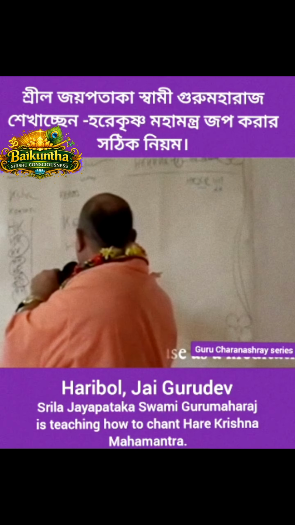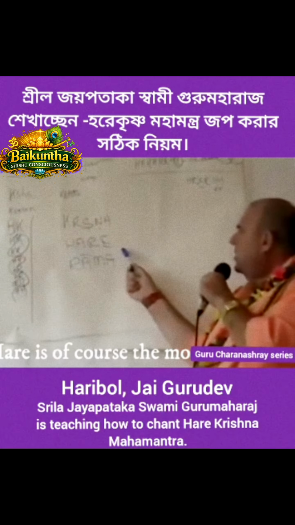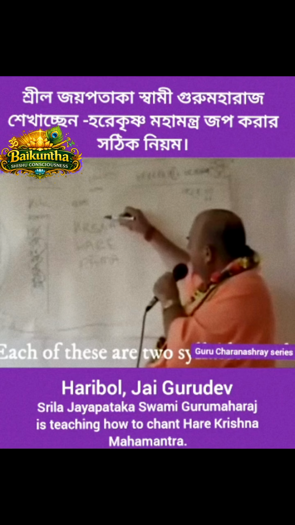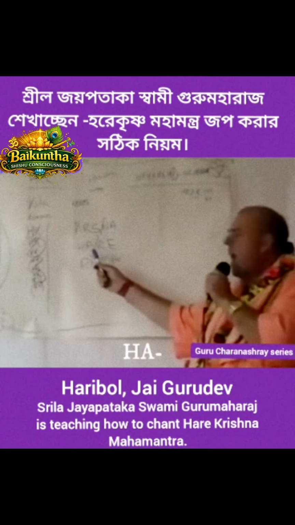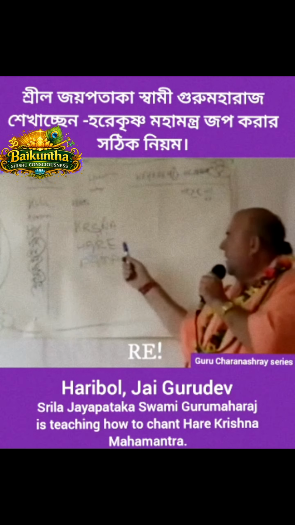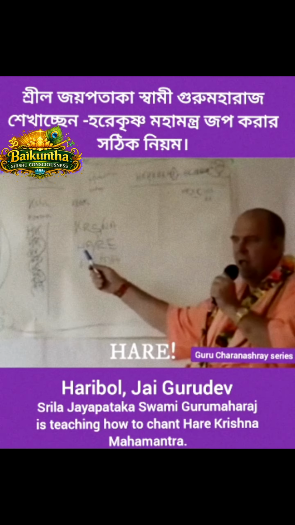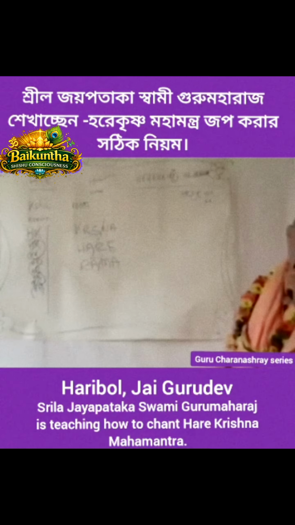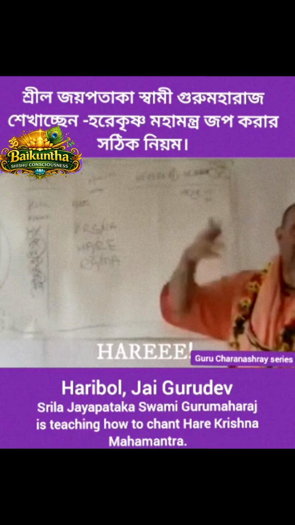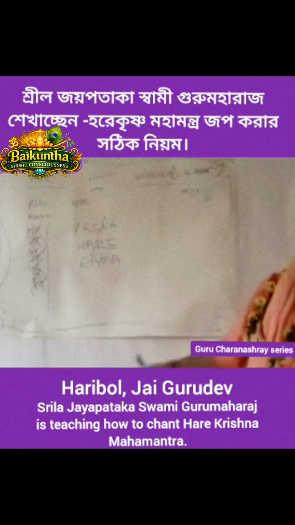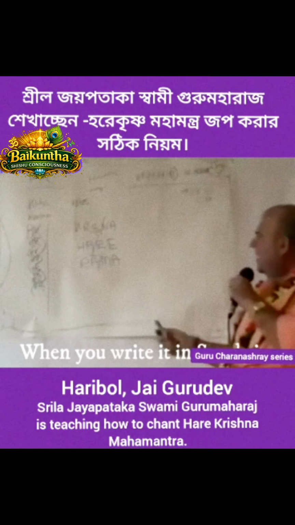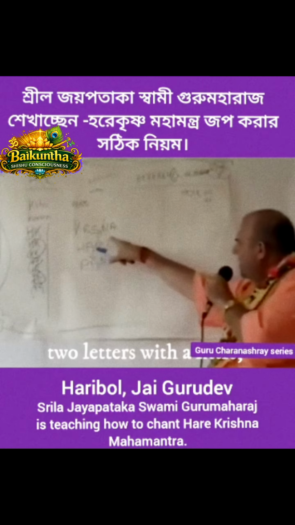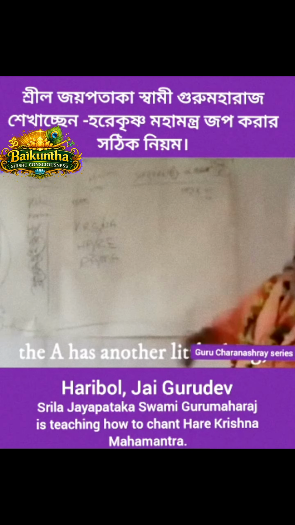as a meditation. So Hare, of course, is the most common word, addressing the Shakti. Each of these are 2-syllable words in Sanskrit. Ha, Re, Hare, Hare. When you write it in Sanskrit, it's only 2 letters, 2 letters with a little mark, the A has another little thing.